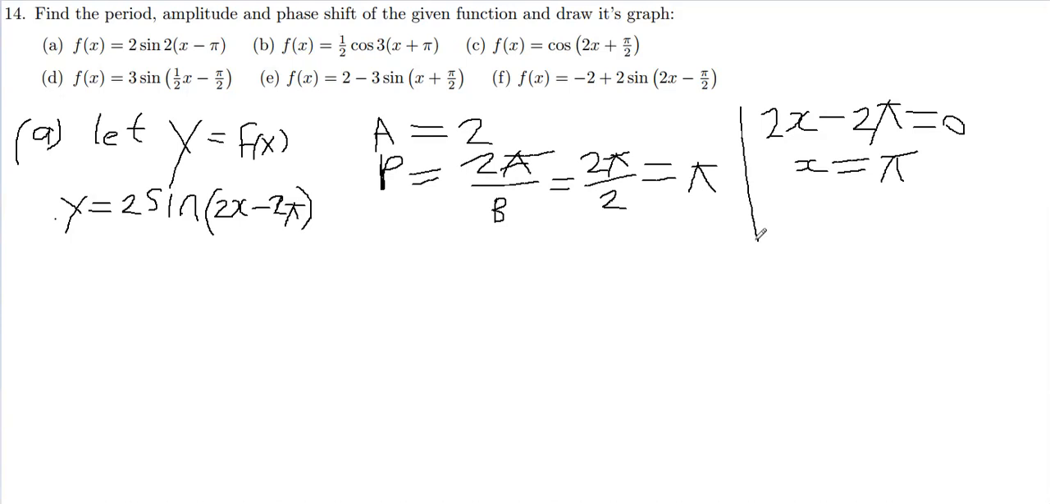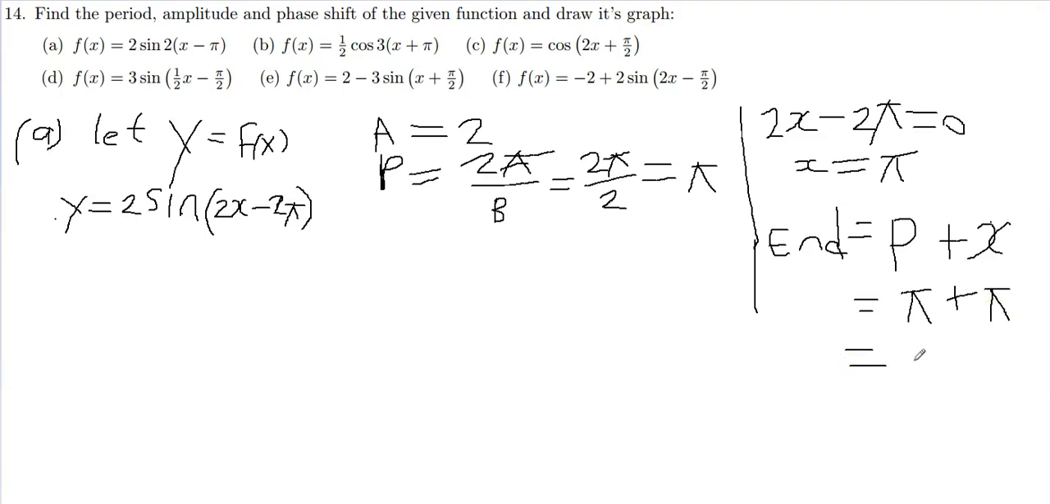And then the point where your first cycle is going to end, I'll call it the end point, is given by the period plus the x that you found. So my period is pi, plus the x that I've found, which is also pi. So the end point where my first cycle is going to end is 2 pi. It is going to start from pi and end at 2 pi.